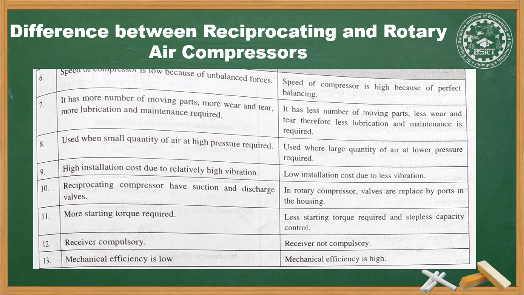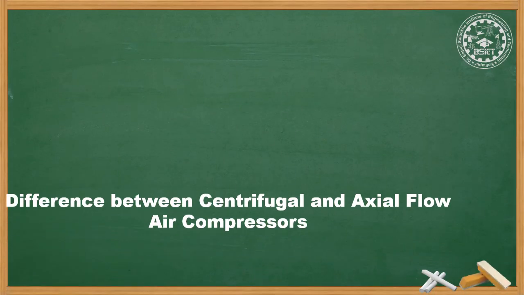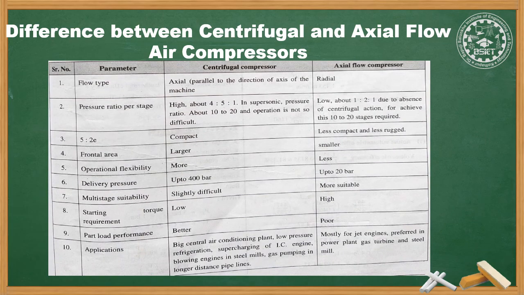Again, the mechanical efficiency of reciprocating air compressor is low, whereas it is high in the case of rotary air compressor. So here are some differences between reciprocating and rotary air compressor. The next point is difference between centrifugal and axial flow air compressor. As shown in figure, the parameters and the comparison between the centrifugal compressor and axial flow compressor.